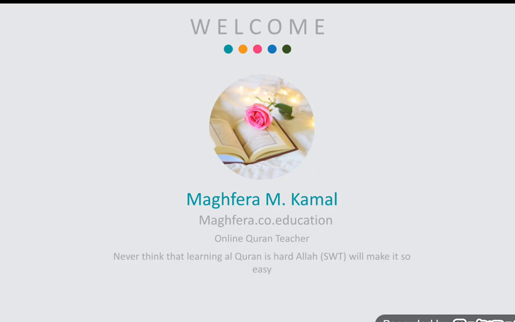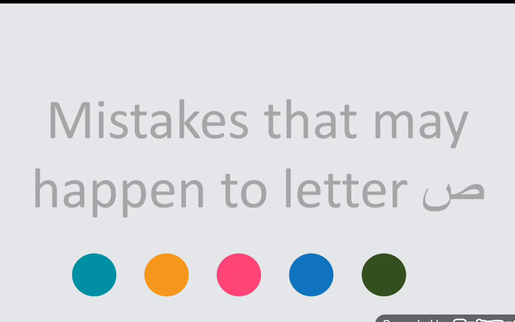Today, inshallah, we're going to know what are the mistakes that may happen when we read letter Sad. You know that the most important and the hardest letters in Arabic are the heavy letters, because almost all English-tongue people aren't used to using the back part of the tongue, and the heavy letters mainly use the back part of the tongue.